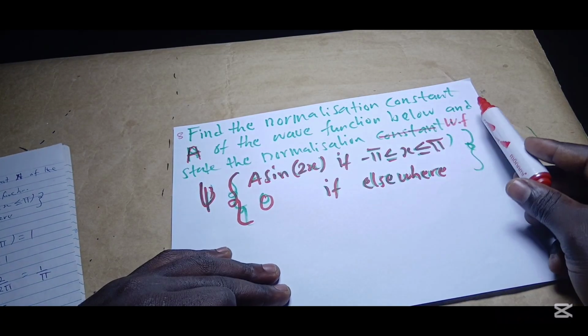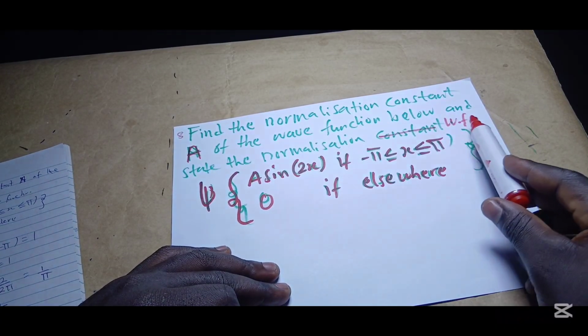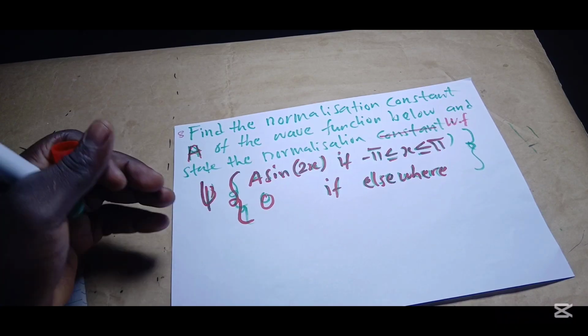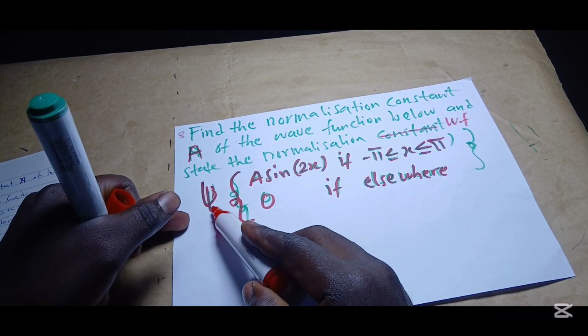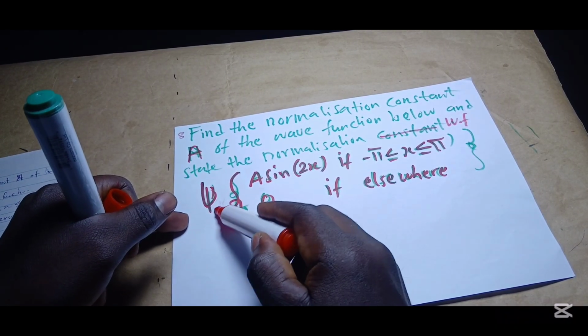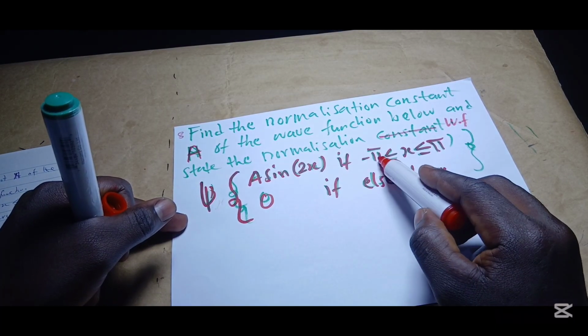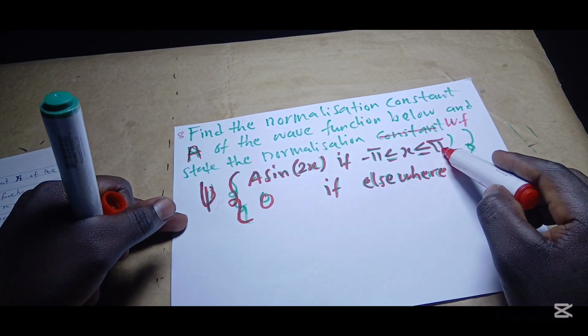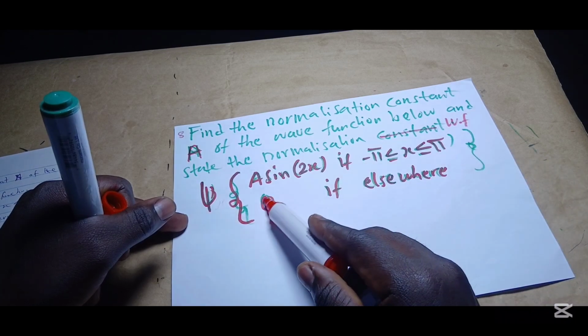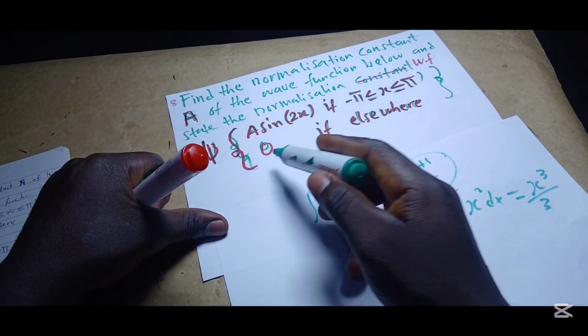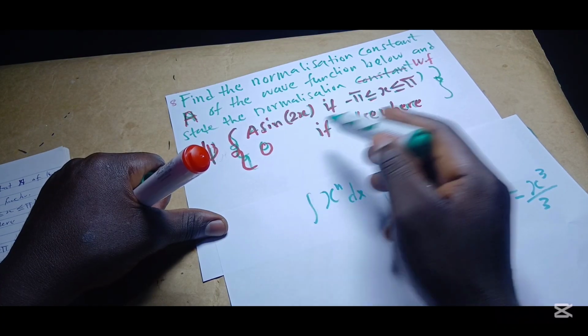Find the normalization constant A of the wave function below and state the normalized wave function. The wave function is given to us as psi of x equal a sine 2x if the interval is from negative pi to positive pi, and the wave function is 0 elsewhere. In actual sense, the wave function is 0 elsewhere.